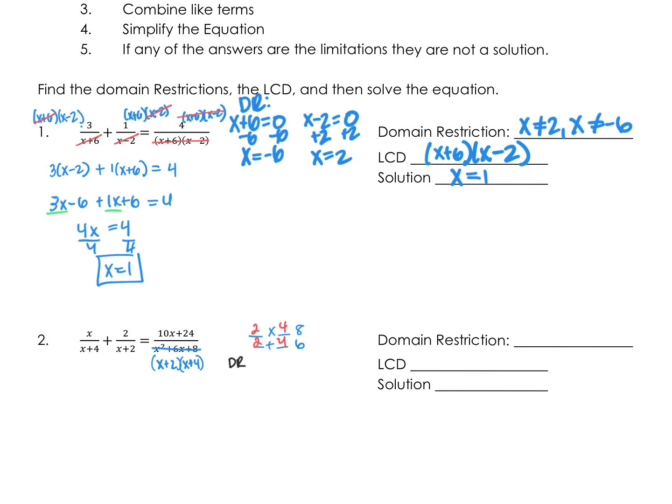So for my domain restrictions, we should set x plus 4 equal to 0, solve that, and we get x equals negative 4. X plus 2 equal to 0, and we solve that, and we get x equals negative 2. So we have two domain restrictions. X cannot be negative 4, and x cannot be negative 2. And then our LCD should be x plus 4 times x plus 2.